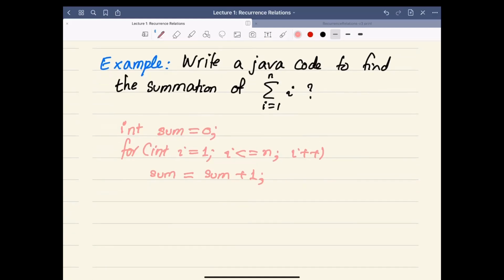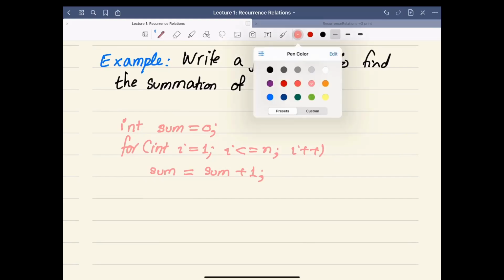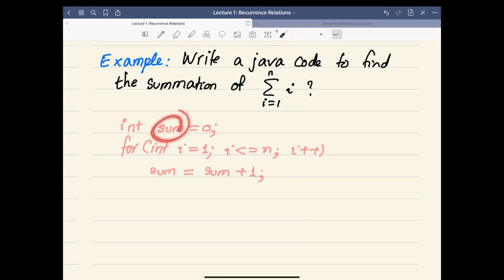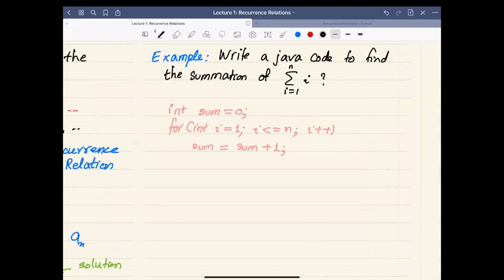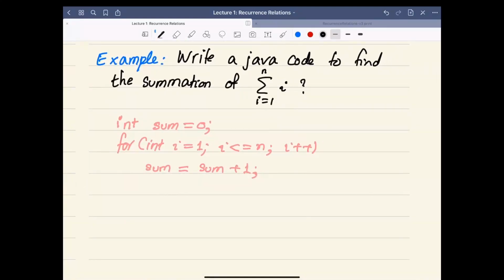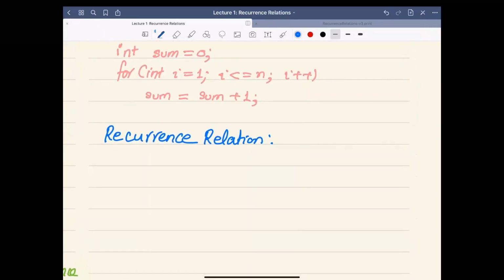Now how do we describe this summation as a recurrence relation? If we look at the variable sum, notice its start number is 0. So let me call this sequence S. As a recurrence relation, we would like to describe this code as follows. I will label the recurrence relation S. The first value of S is 0, so we will have S0 equal to 0, and this is coming from here.